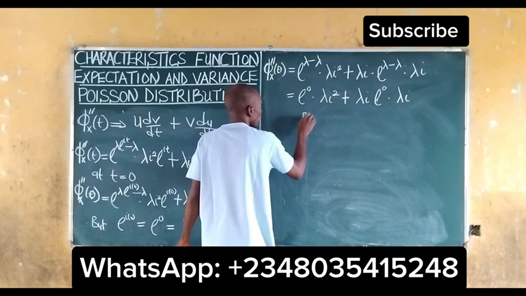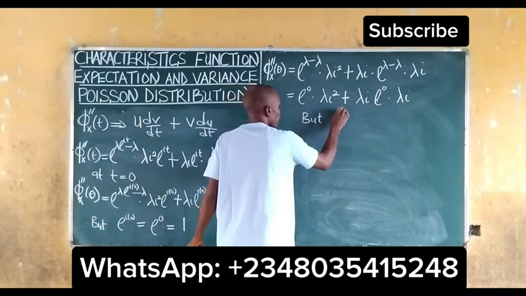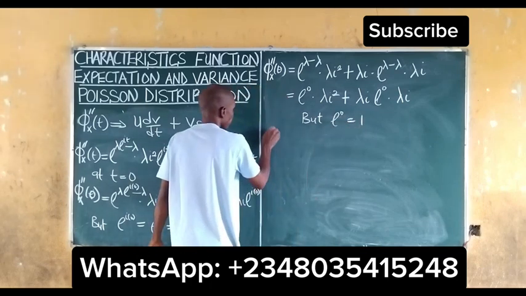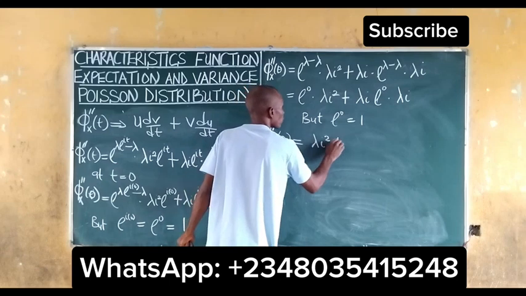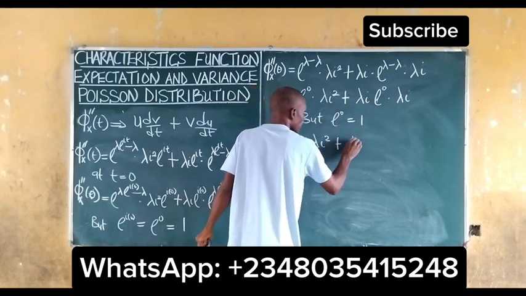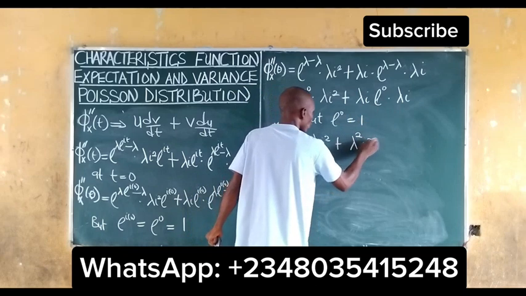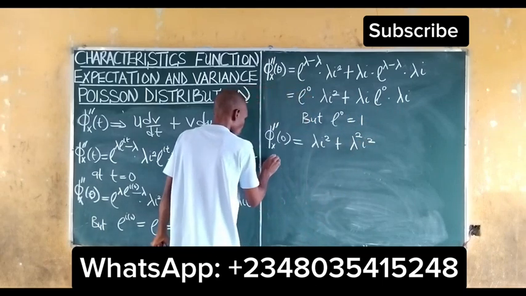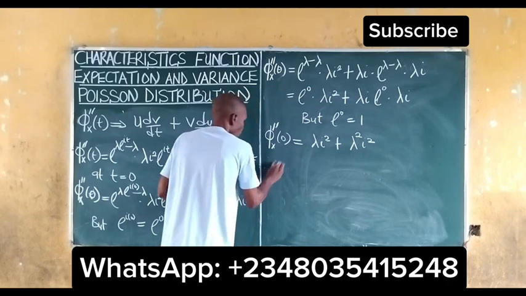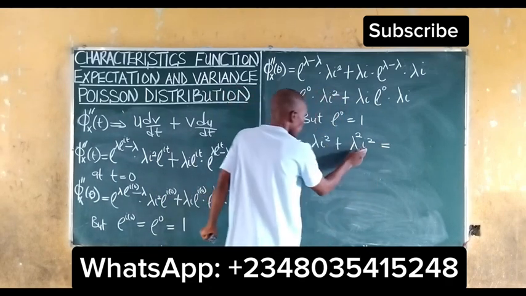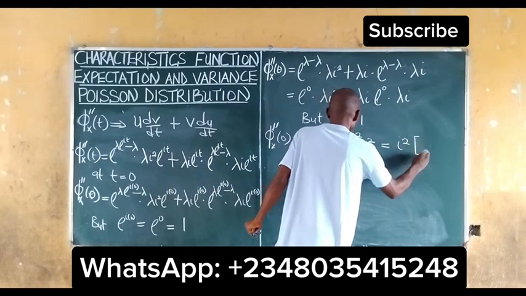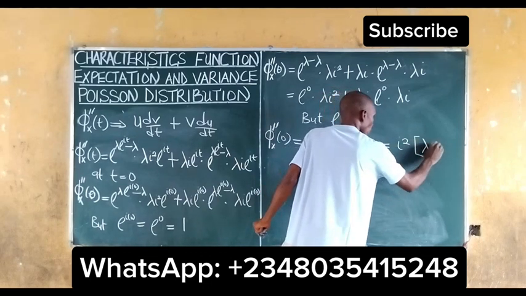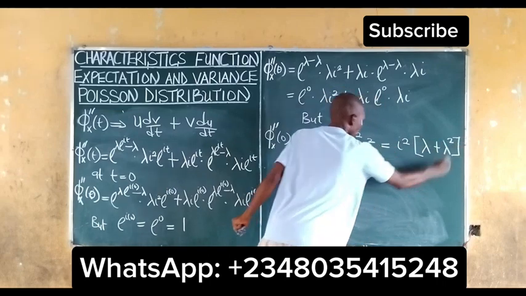So we say but exponential 0 is equal to 1. So we have that our characteristic function for the second derivative is equal to lambda i squared plus this multiplied by this will give us lambda squared i squared. Of course, we note that since we have i squared common, we can bring it out, which is i squared times lambda plus lambda squared.